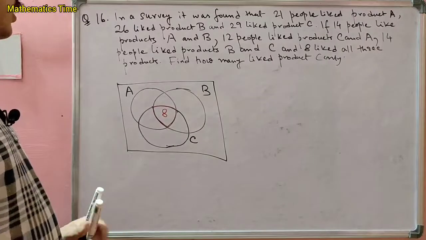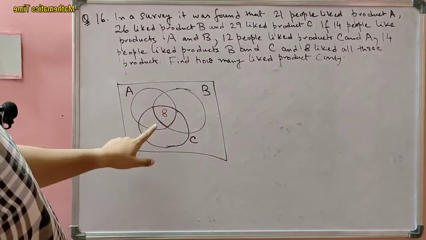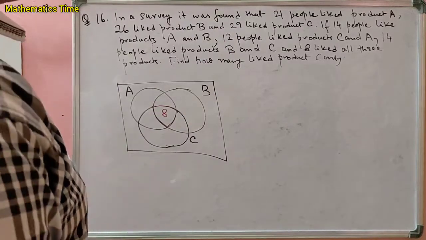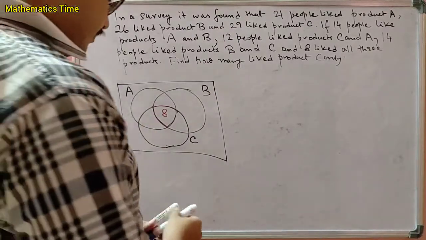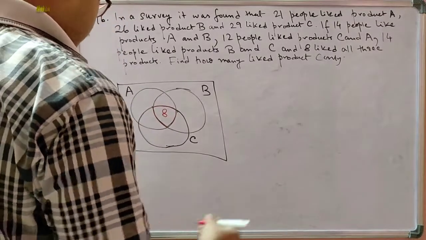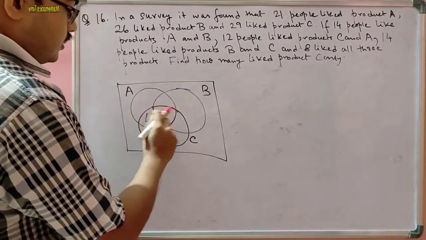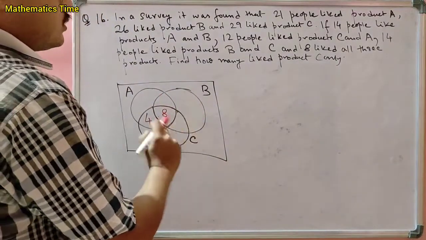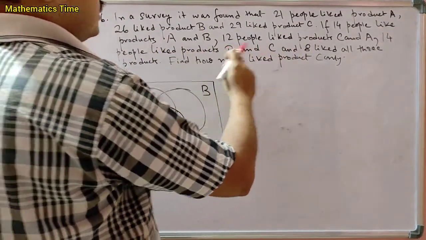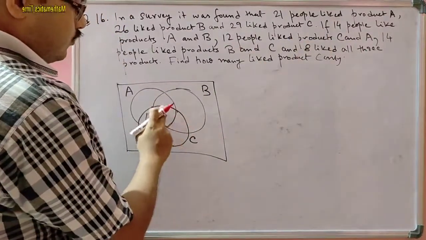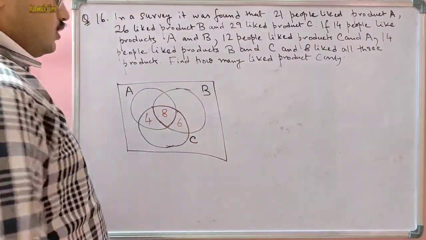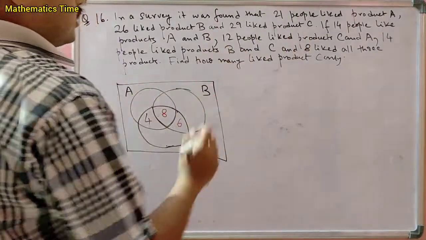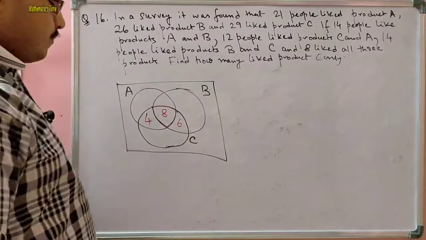So next is how many liked A and C. It is given 12 people liked A and C. So 12 people liked A and C means here it will be 4 plus 8, that is 12. Now how many liked B and C? It is given B and C liked by 14. So this will be total 14. This is 8, this is 6 plus 8, 14. Okay, this satisfies. Now 29 liked product C, so this will be 29 total.